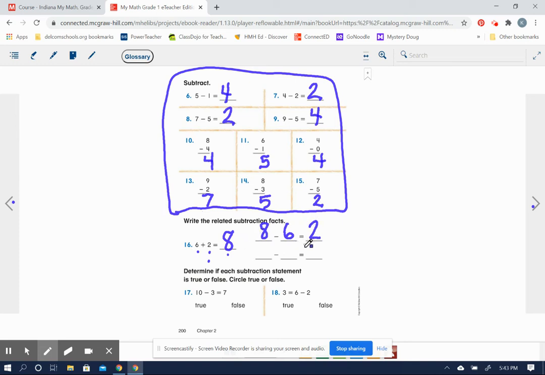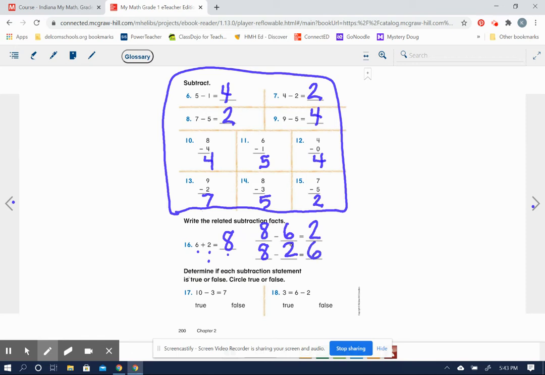So now we need another related sentence. We're going to use these same numbers again to make another subtraction sentence. What goes before the minus? You got it, an 8, because it's the whole number. And so we already subtracted the 6 first, so now we're going to subtract the 2 first. And if we subtract the 2, then the other part that's left is the 6.